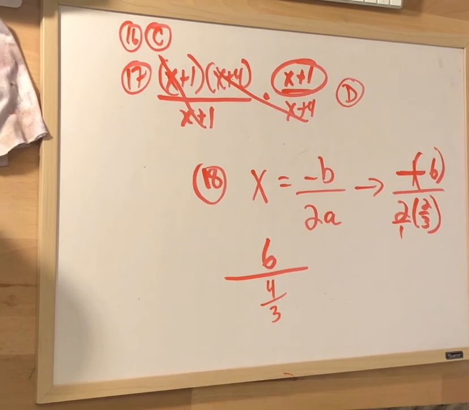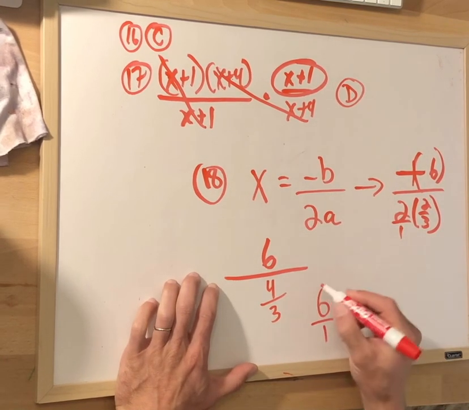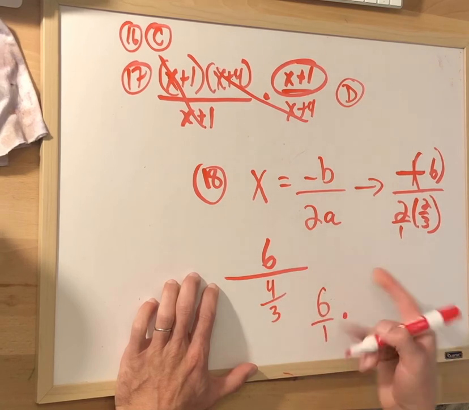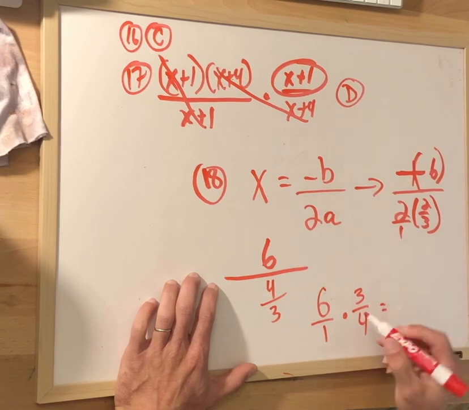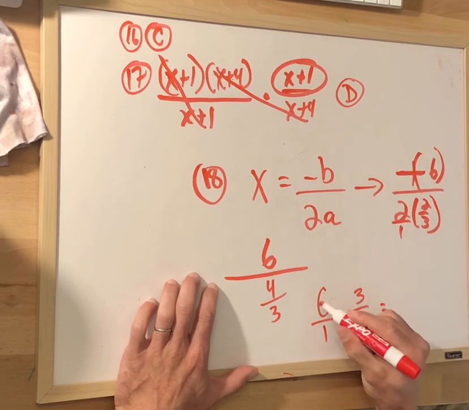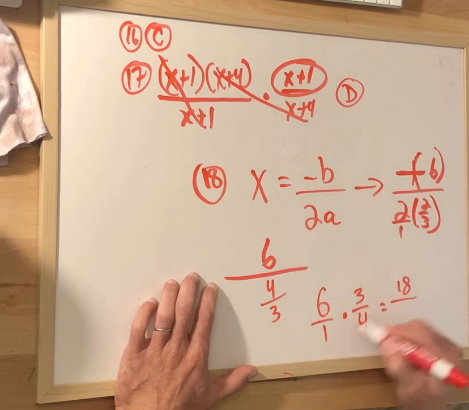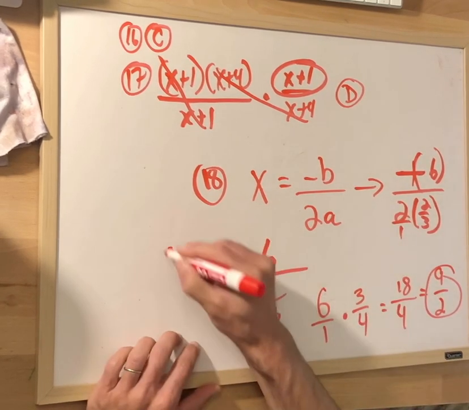All right, so if we continue on with this, I'm going to rewrite this as 6 over 1. Instead of divided by 4/3, I'm going to change it to the multiplication of 3/4, which is going to give me, let's just keep it simple, we don't have to cross cancel. 6 times 3 is 18. 1 times 4 is 4. Divide both of those by 2, giving me 9 over 2, which is letter choice D.